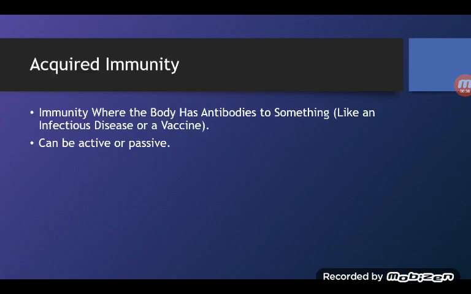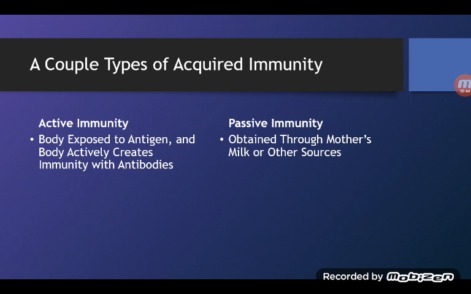Acquired immunity is immunity where the body has antibodies to something, like an infectious disease or a vaccine. It can be active or passive. Active immunity, the body is exposed to an antigen, and the body actively creates immunity with antibodies. Passive is when the individual obtains the antibody from another source, like through mother's milk.